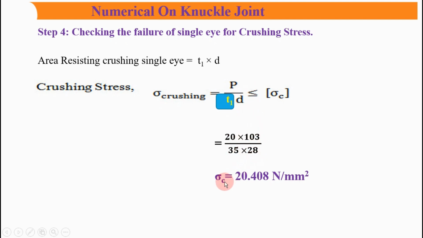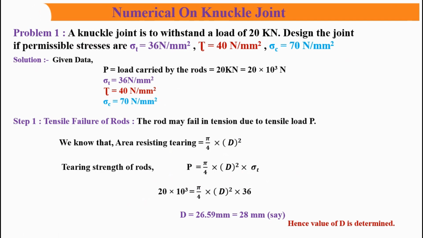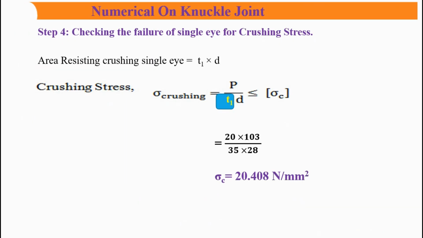So here we can easily see sigma C value is 20.408. This is the value for induced sigma C. And the value for permissible sigma C is given in the numerical, 70 Newton per mm square. So it is too less than the permissible value. So it means our design is safe.